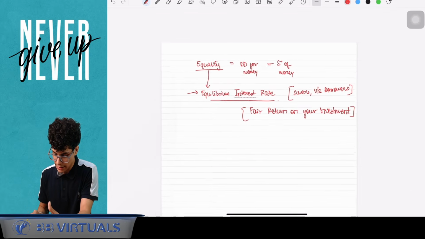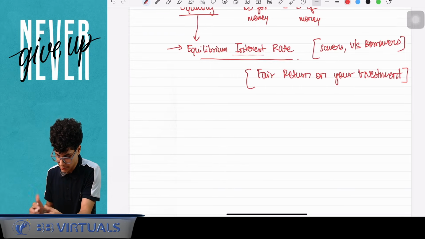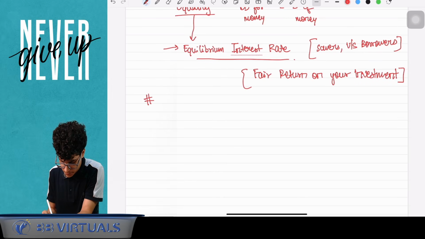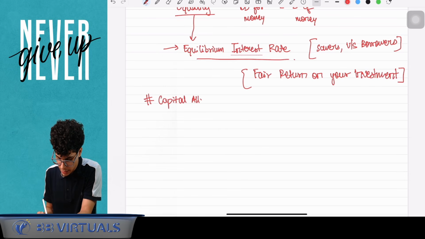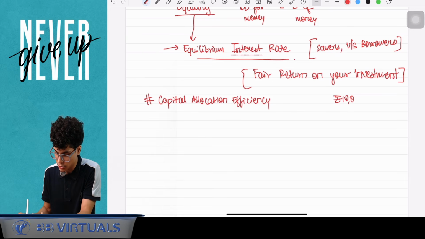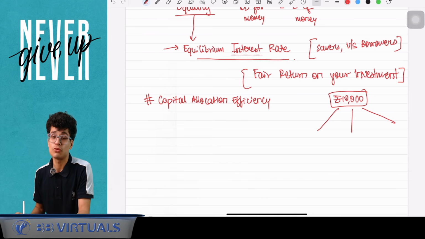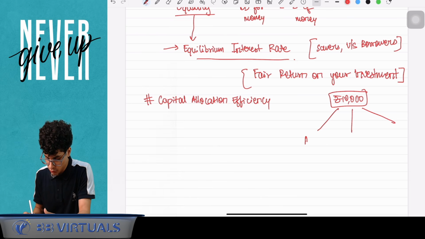Now let us understand capital allocation efficiency through an example. Capital allocation efficiency. ठीक है sir. Now for example, I give you 10,000 rupees today. ठीक है, and you have three wants that you want to fulfill. One is you have to buy some books.